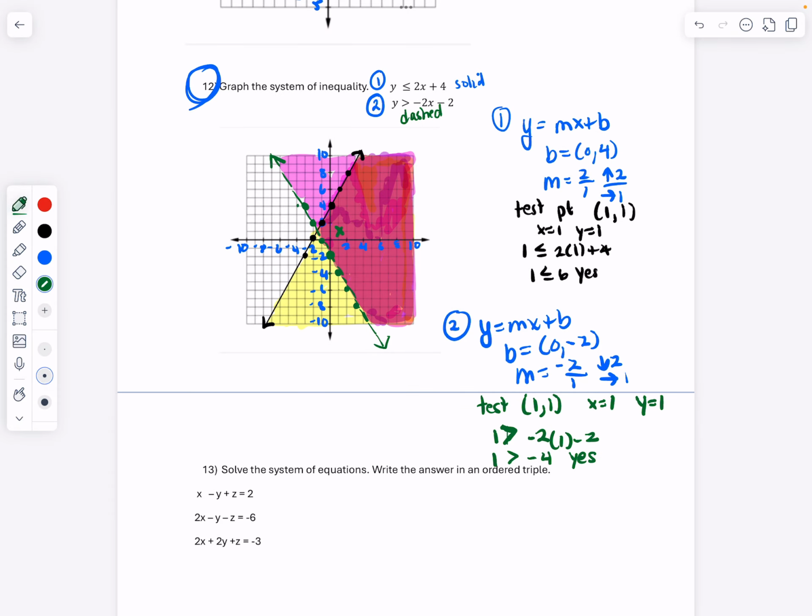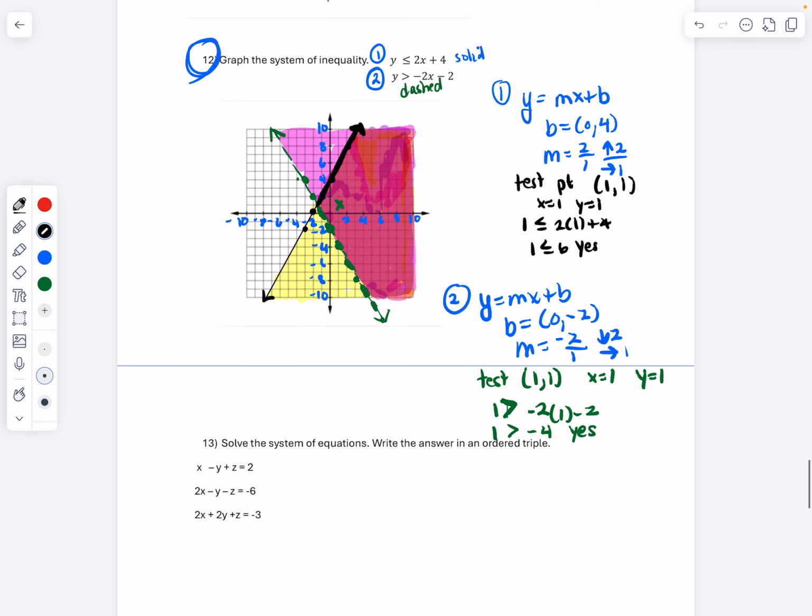is these lines here, and then this line here. So that's the boundaries of my answer. Okay, that is 12.